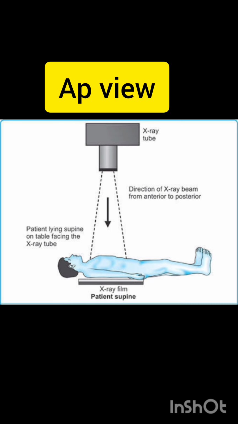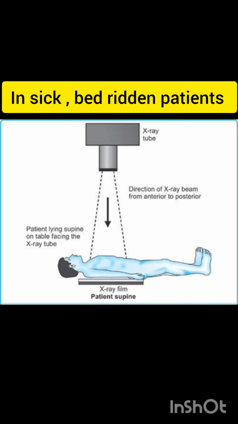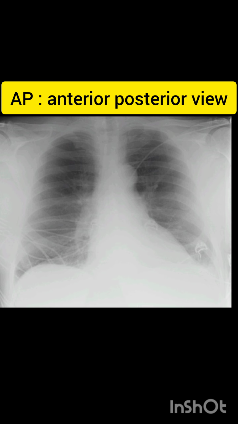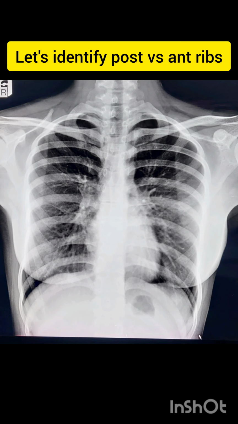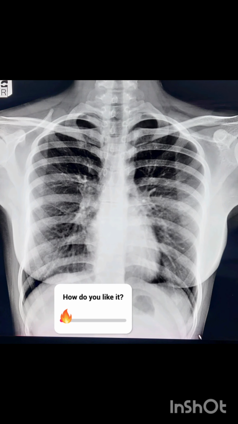But in an AP view, usually done in sick, bedridden patients, the beam comes from front to back. And here's the catch: the heart looks bigger, sometimes falsely enlarged. Don't fall for it. On a chest X-ray, here is the simplest trick to avoid getting confused.